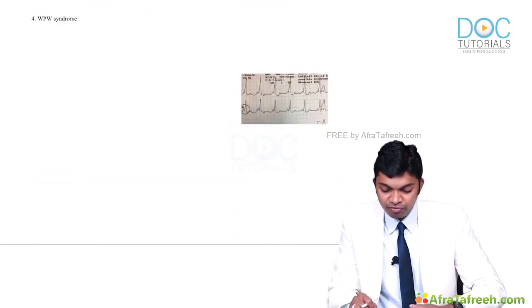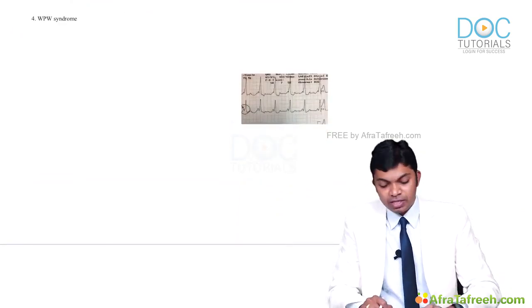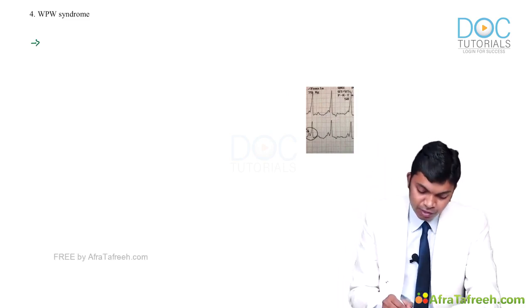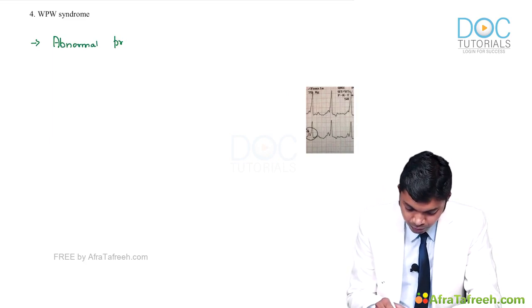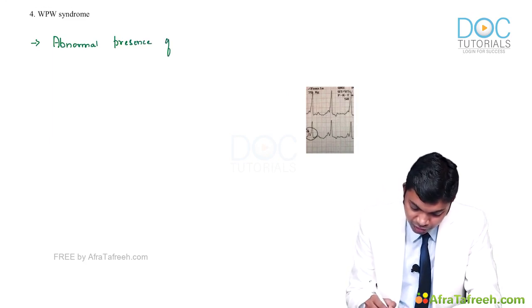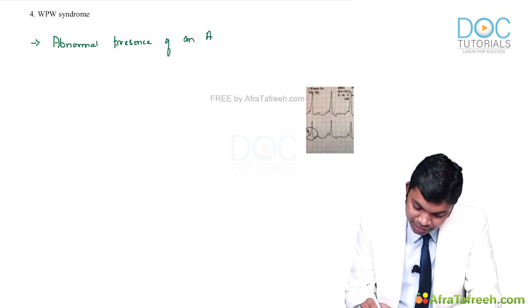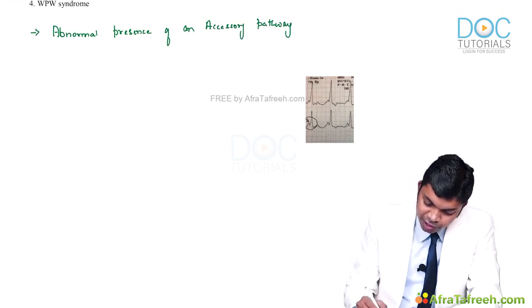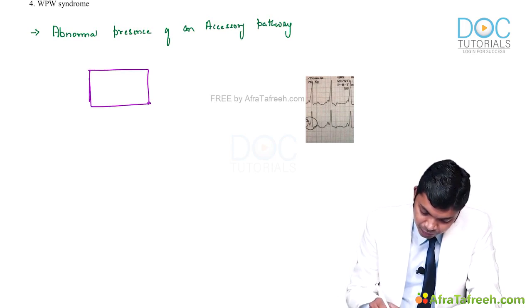Moving on to Wolff-Parkinson-White syndrome. See guys, it is very simple, we just discussed that in re-entry ECGs, right. Wolff-Parkinson-White syndrome is due to an abnormal presence of an accessory pathway. Okay doctors, normally speaking we have atrium and we have ventricles.